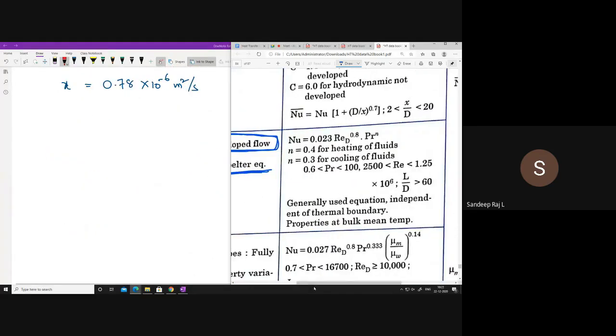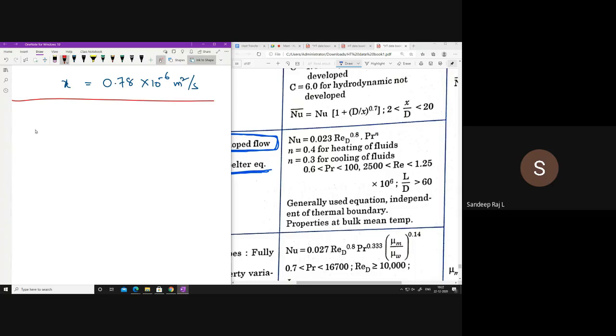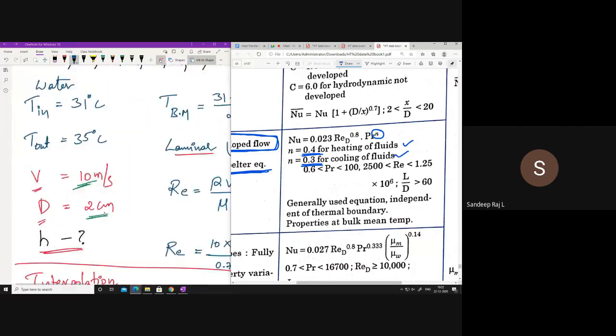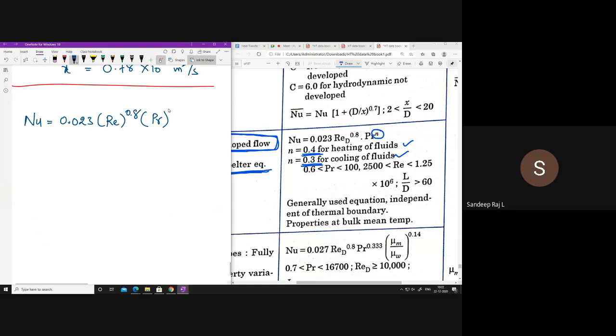What is this Dittus-Boelter equation? Let me write it here. The Dittus-Boelter equation is Nu equals 0.023 into Re power 0.8 into Prandtl power n. Here n is 0.4 for heating and 0.3 for cooling. In our problem, the water is entering at 31 and leaving at 35, so it is a heating case. So you have to take n equal to 0.4. That's what the Dittus-Boelter equation is.